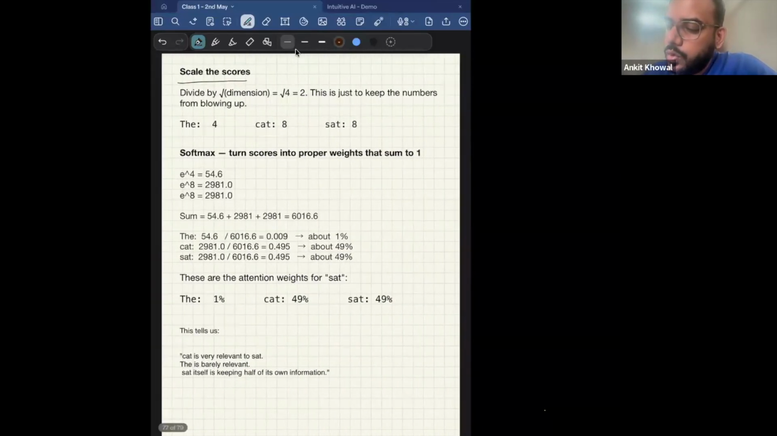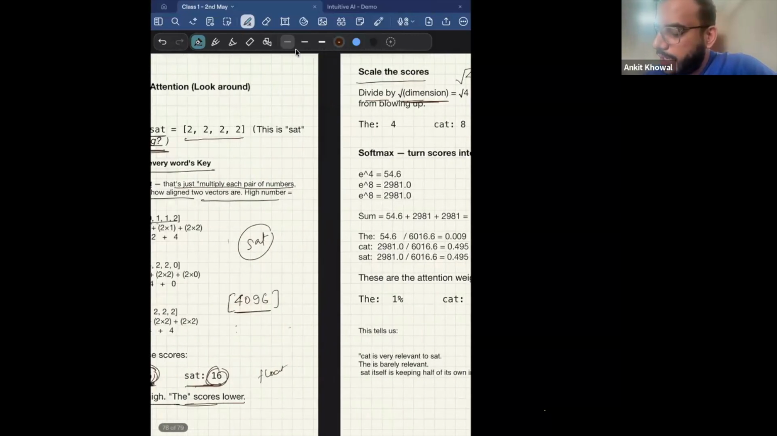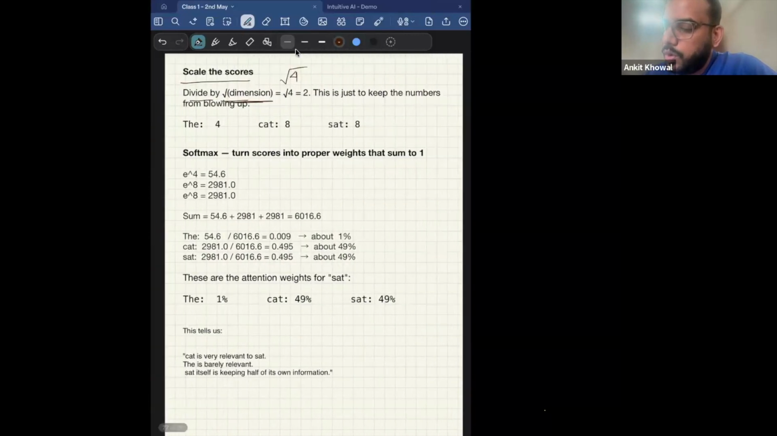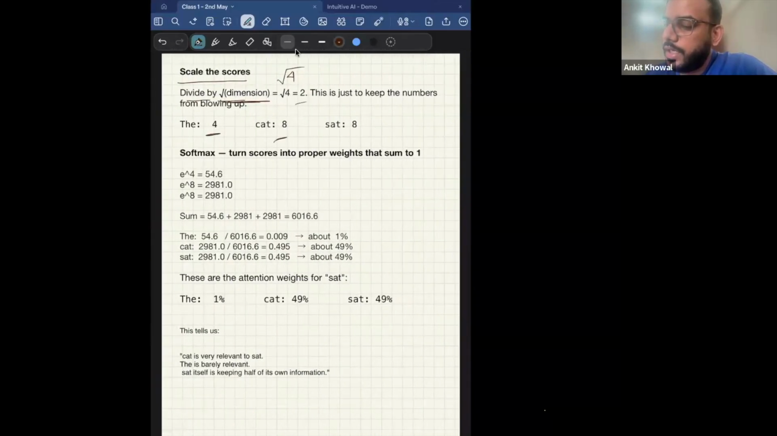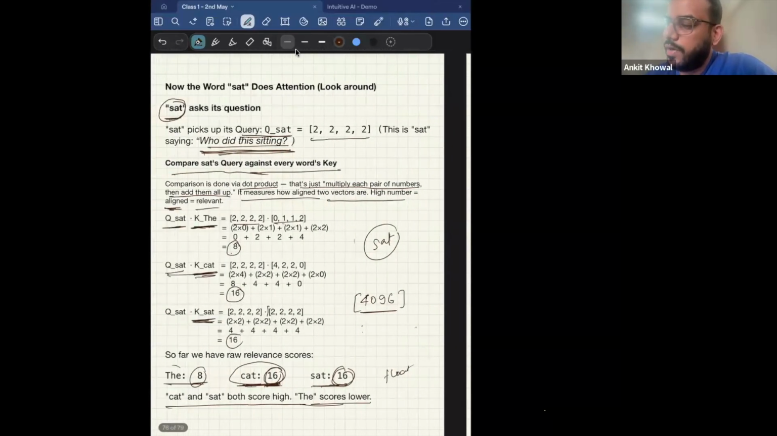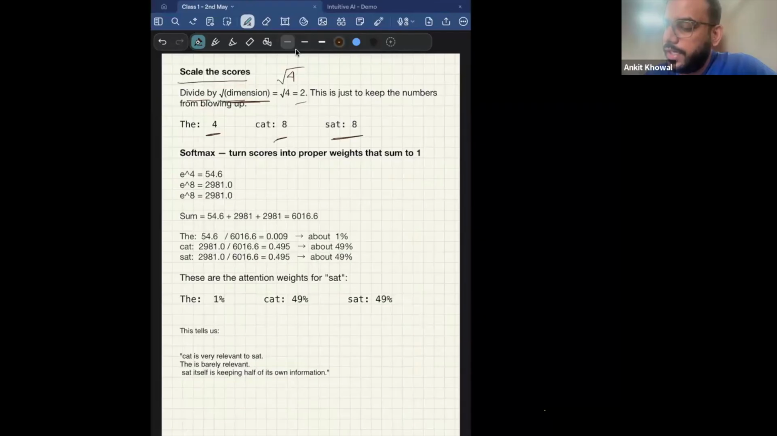So I will take my scores and divide them by the square root of the dimensions. My dimension is 4, the square root of 4 is 2. So I take the score 8 divided by 2, which is 4. I take the score 16 divided by 2, it becomes 8. I take the other score 16 divided by 2, which becomes 8. Now I still want the answer in percentage, so I will do some exponential operation. This is not very important, but since it is a part of the formula, I'm just explaining it.